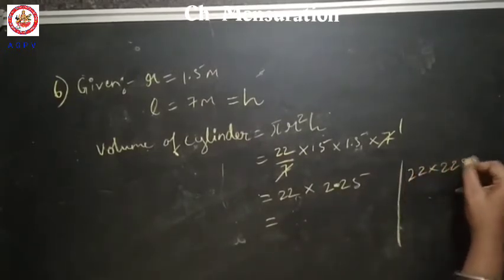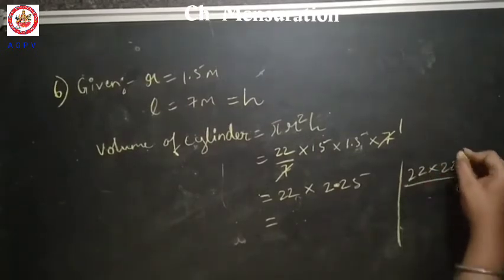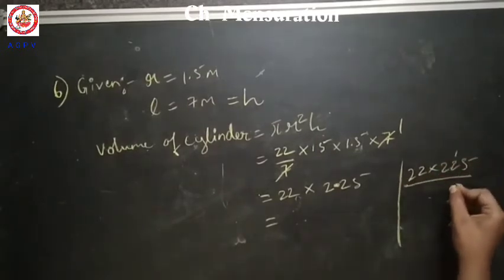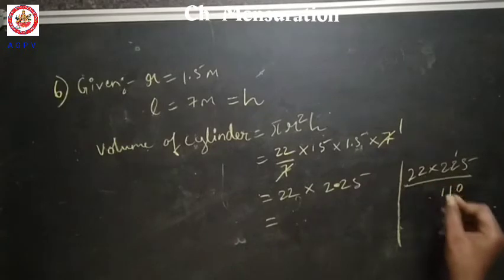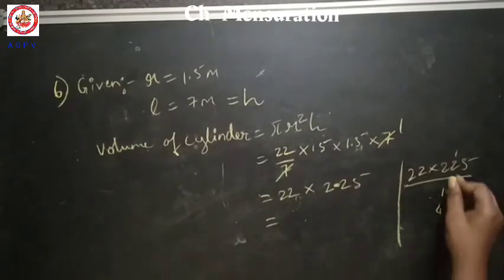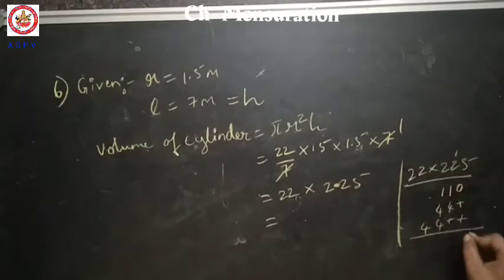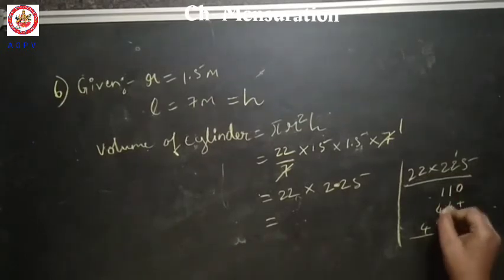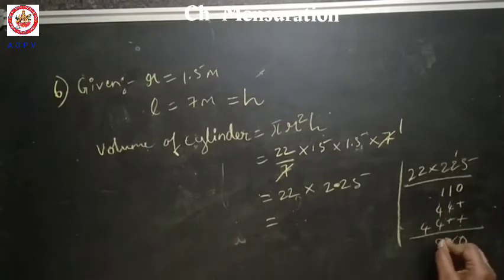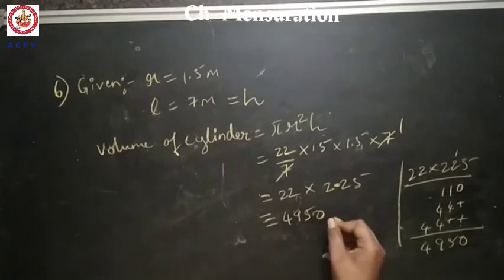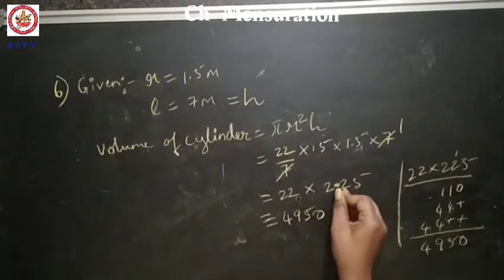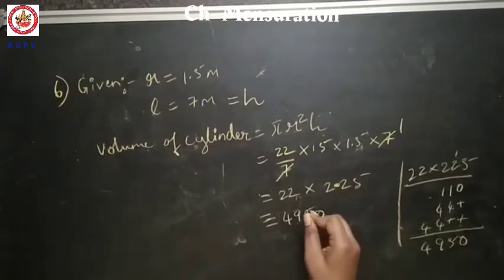22 into 225. 5 2s are 10, 0, 1 carry, 5 2s are 10, again 0 means 11, and then 2 2s are 4, again 2 2s are 4. Next 2 2s are 4 and then 2 2s are 4. So 0, 4 plus 1 is 5, 4 plus 1 is 5, plus 1, 4 is 9. So we got the answer as 4950. So after two numbers there is a point. So we have to leave two numbers and keep the point over here. Okay, this is the volume, right?